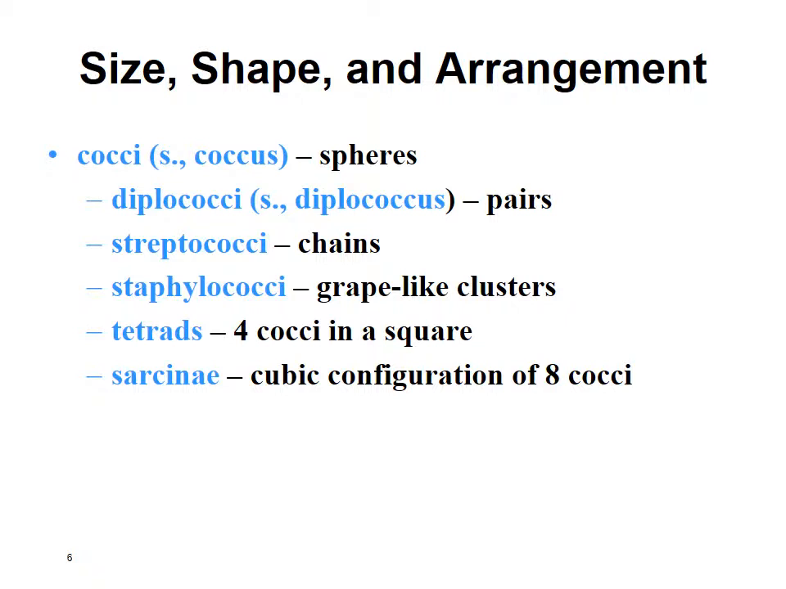And this pattern can be seen in the genera Streptococcus, of which Streptococcus agalactiae is an example, but also in the genera Enterococcus and Lactococcus. Some bacteria divide in random planes to generate grape-like clumps of cells. So, for example, Staphylococcus aureus that we saw on the previous slide. Some genera produce 4 cocci in a square, and these are called tetrads, and others produce a cubic configuration of 8 cocci.